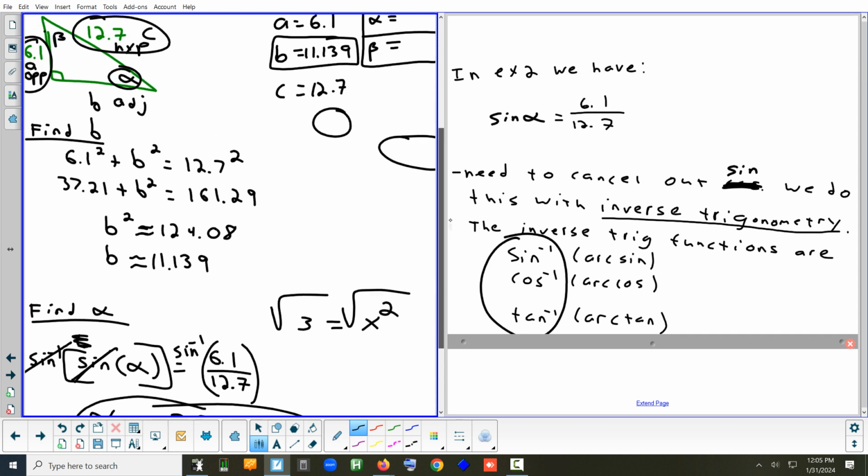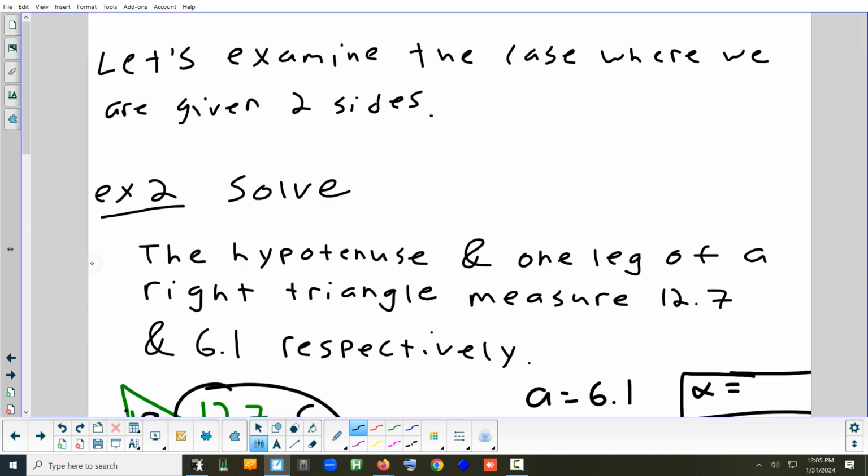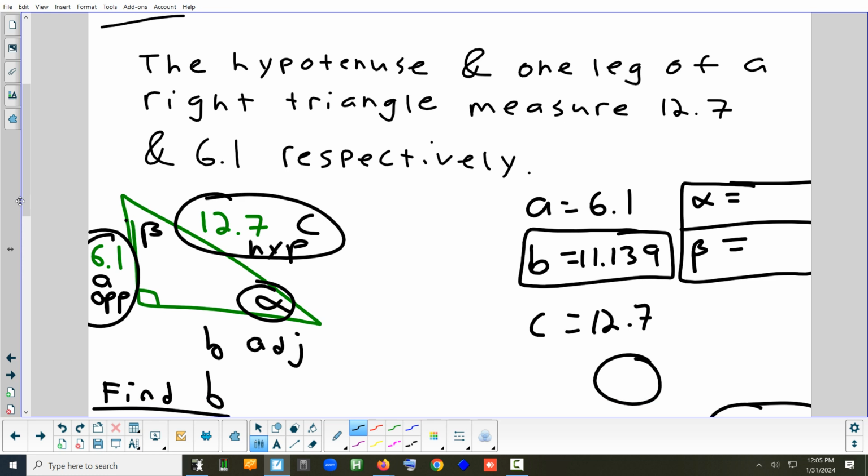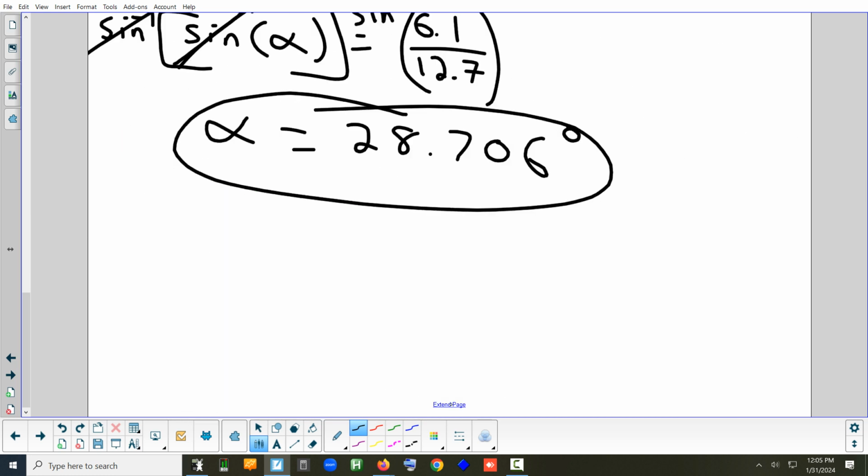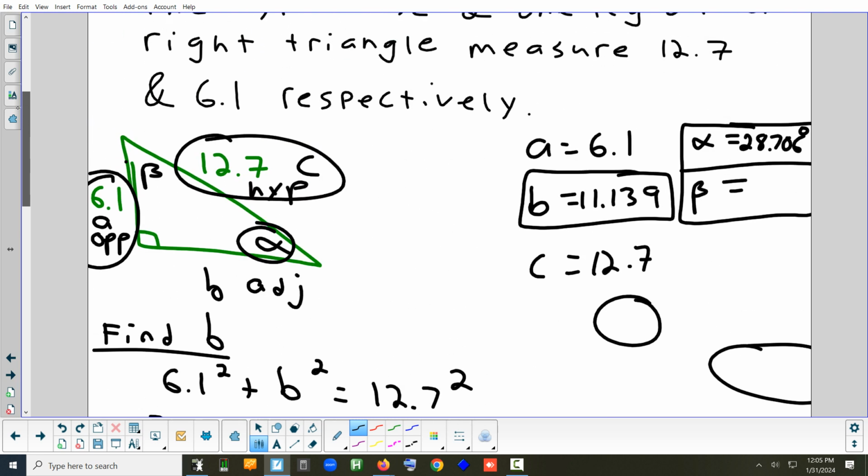Okay, so let's go write that in our table up above. So 28.706. And now, technically, you could find beta by just subtracting that from 90. But the downside is if alpha is wrong, then you're going to get beta wrong doing it that way as well. Okay, so I'll finish this up by finding beta. Same way we did alpha.